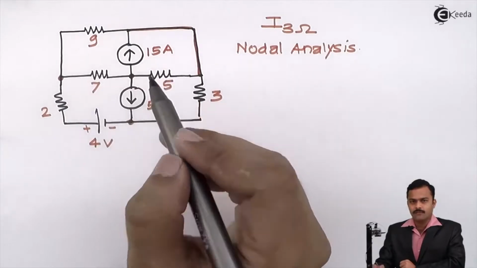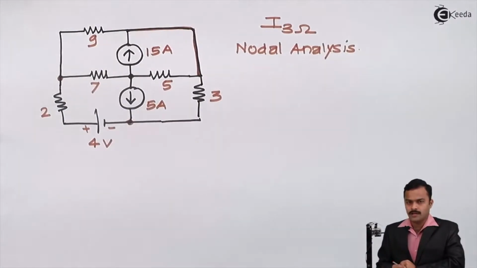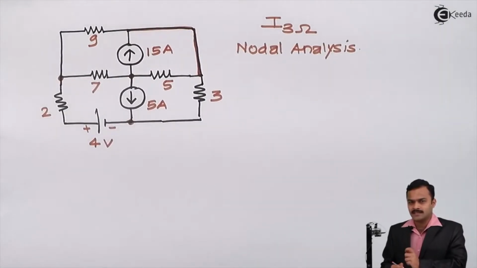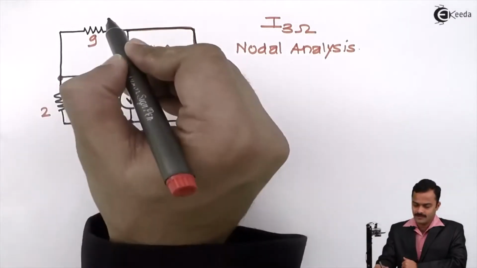Out of these 4 nodes, let's define a reference node. Defining or selection of a reference node is very important, because if you select a point where more branches are connected as a reference, your work will be reduced significantly. So the logic of considering a reference node is: if the number of branches is more, take that node as a reference. So here I can take this entire structure as a reference node.